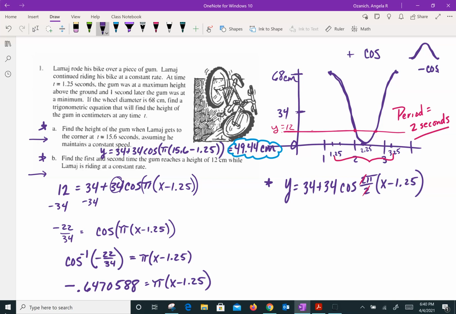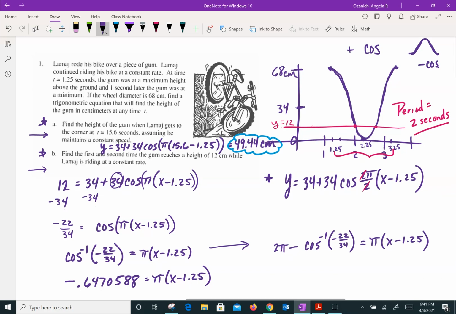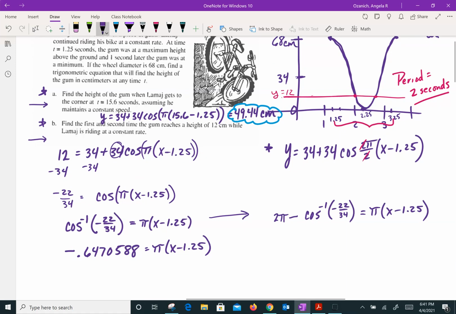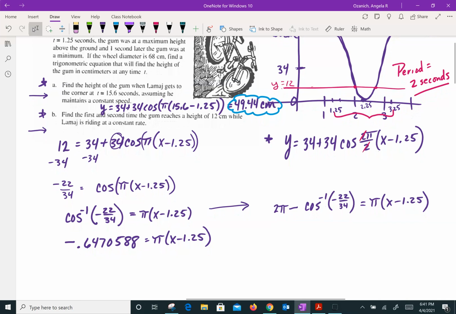Here's the tricky part. The other answer you are going to get by taking 2 pi minus the cosine inverse of your negative 22/34 and setting that equal to pi times x minus 1.25. So let's both take a minute to do some calculator magic, and I'll throw the answers on here in just a second, and you guys can try it as well.